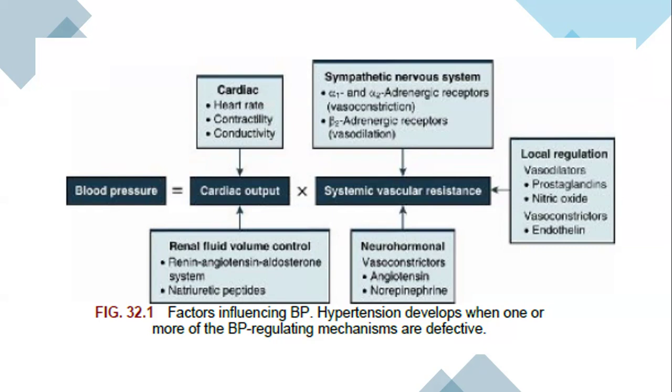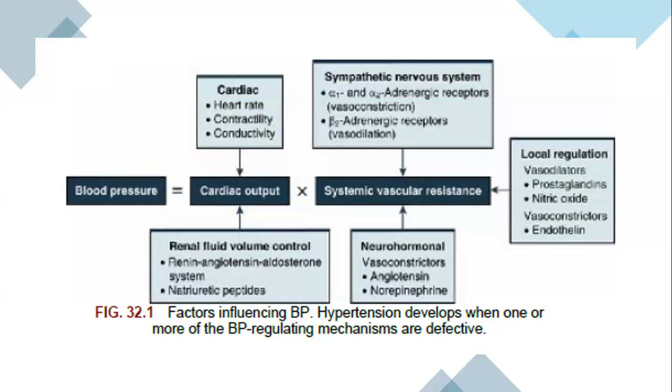And also there is another mechanism. The renal fluid volume control also plays a major role through the renin-angiotensin-aldosterone system and natriuretic peptides, adjusting blood volume and also blood pressure.